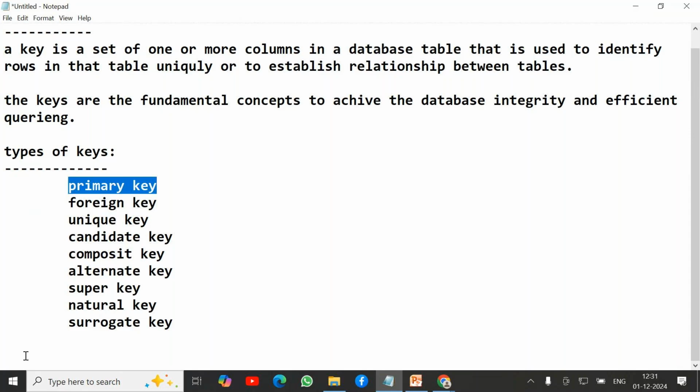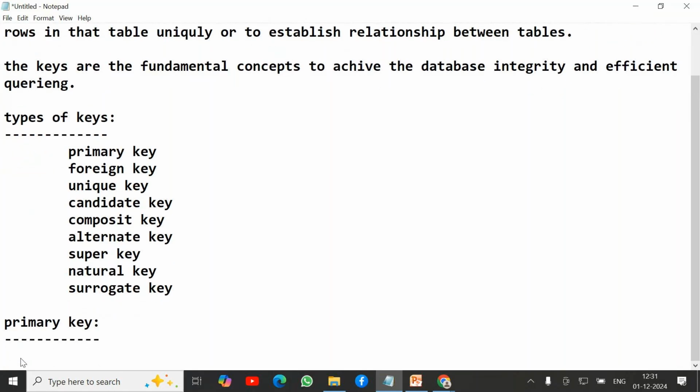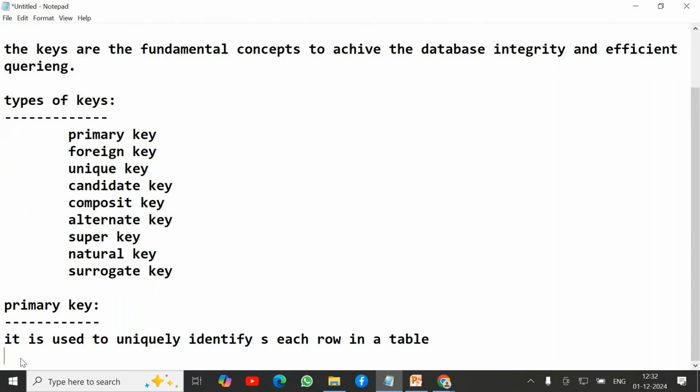Now observe very clearly: primary key. A primary key uniquely identifies each row in a table. This column must be unique, so it allows only unique values to identify each row, and it does not allow null values.